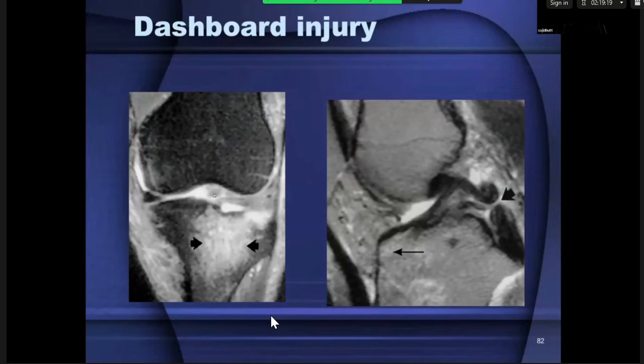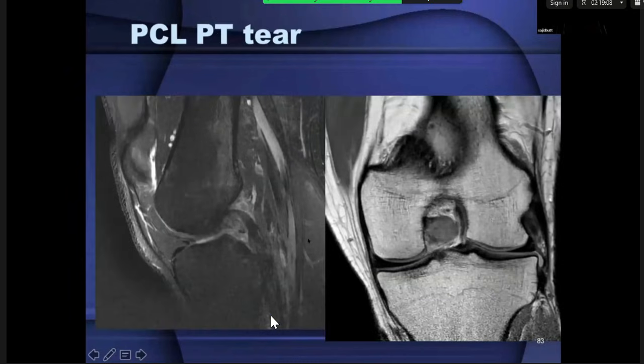So combination, again, bone bruising present at the anterior aspect, bone bruising present here, and you've got rupture of the PCL at the back. Here again, we can see a big swollen PCL on this side, and you've got swollen PCL here with an injury present towards the femoral side.